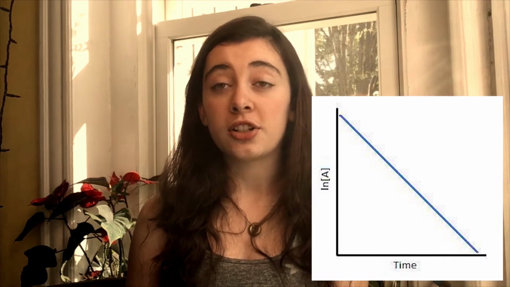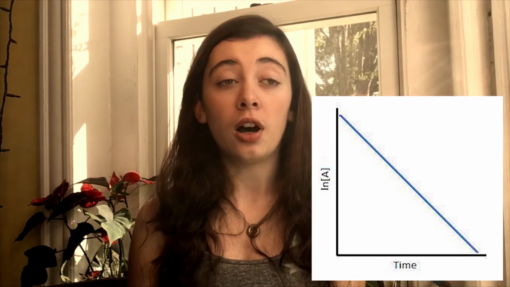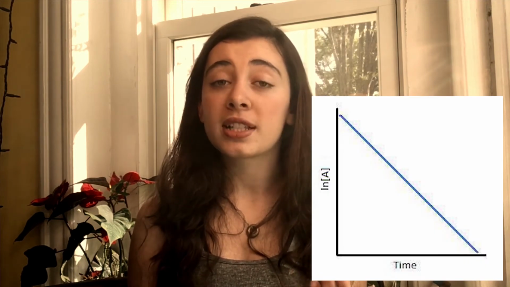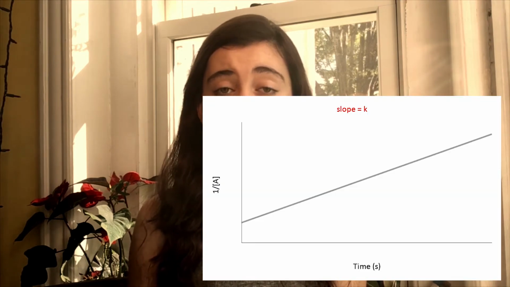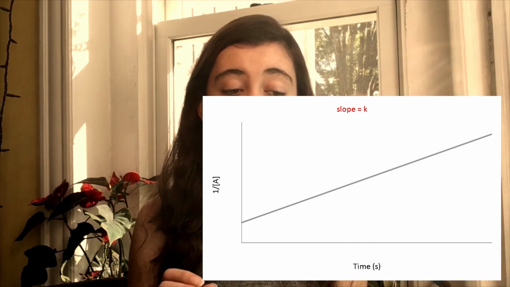For a first order reaction, you can do the same, except graph the natural log of concentration versus time. And for a second order reaction, you can graph 1 over the concentration versus time. However, for a second order graph, you have to be careful because the slope there is positive k, not negative k. So let's look at an example to get this straight.